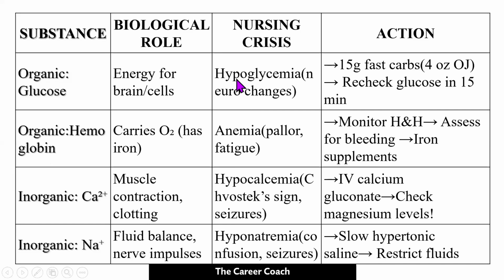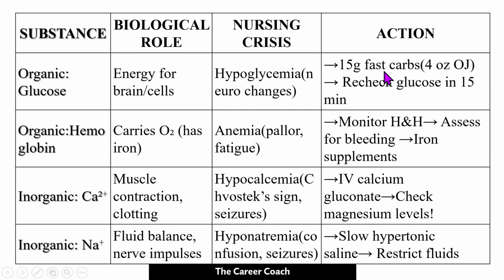So as a form of summary for what we have talked about with regards to organic compounds and inorganic compounds, let's look at the substances, their biological role, nursing crisis, and then the action nurses should take. Glucose is an organic substance. It's responsible for energy for brain cells. Nursing crisis. Hypoglycemia could result, leading to neural changes. What should the nurse do? Give at least 15 grams fast carbs, 4 ounces of orange juice. Then recheck the glucose in 15 minutes.